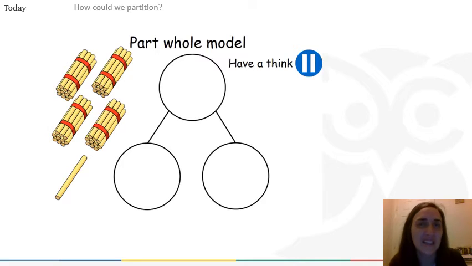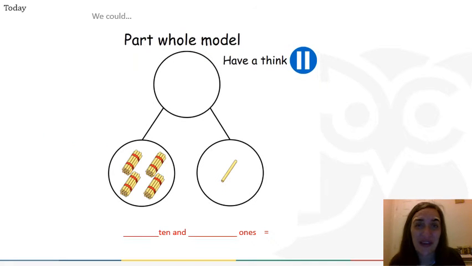Can you try to partition it into 10s and 1s? So all your 10s go into one part and your 1s go into the other part. What would you do? Would you do this? We could do it like this. I've put how many 10s into the 10s part?